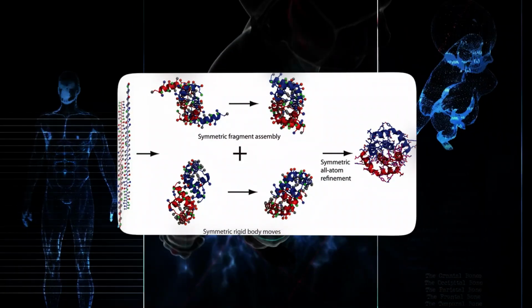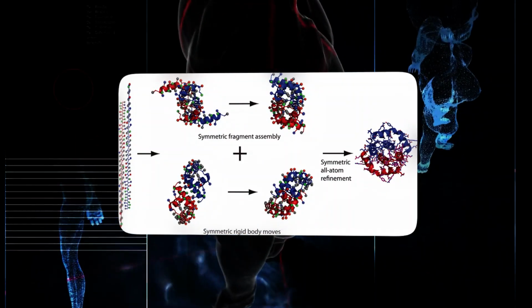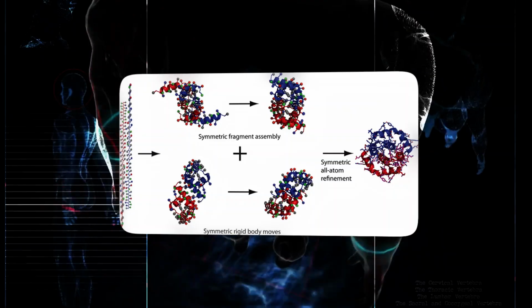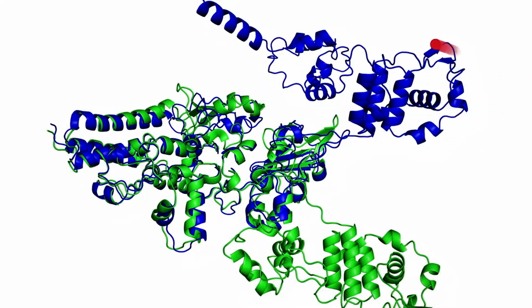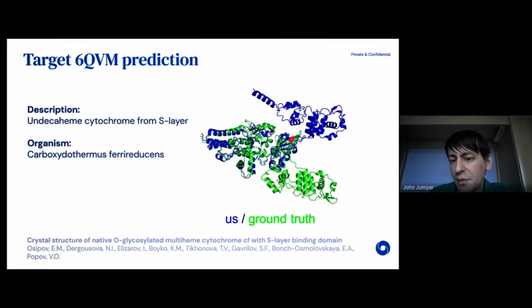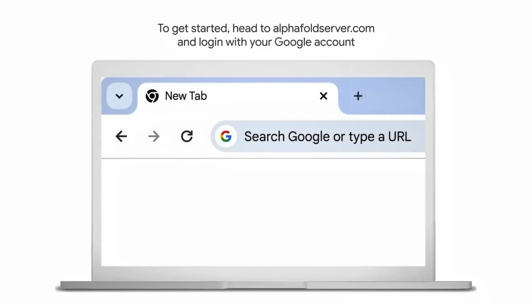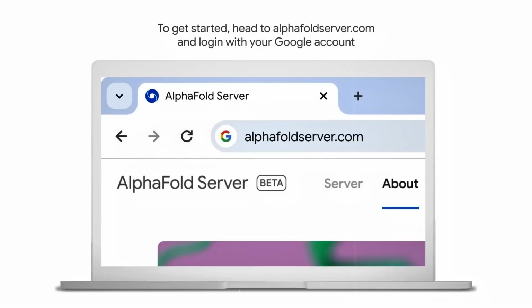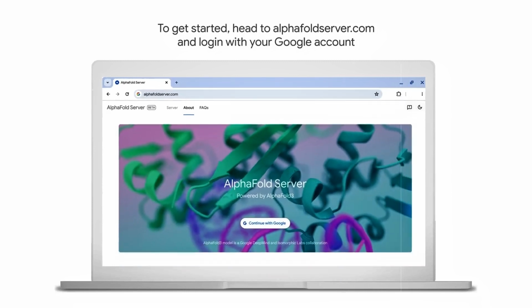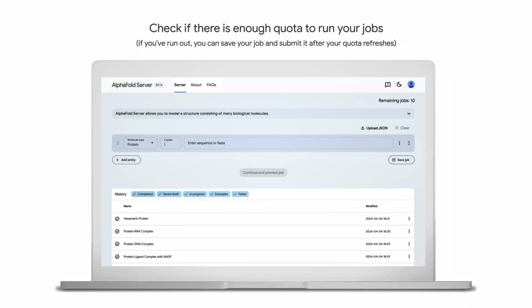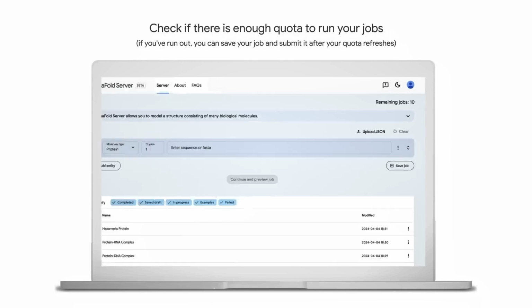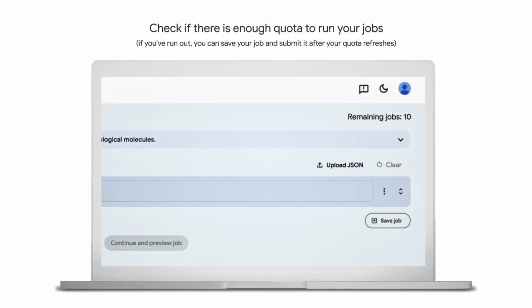AlphaFold 3 shares many capabilities with the recently published RoseTTAFold All-Atom model. Although it lacks RoseTTAFold's ability to design new proteins, AlphaFold 3 has one big advantage, which is a new web server with a simple interface that requires no coding by the user. This enables anyone with a Google account to input the name of a protein or nucleic acid and develop predictions for the structures of the complexes it may form with other molecules.